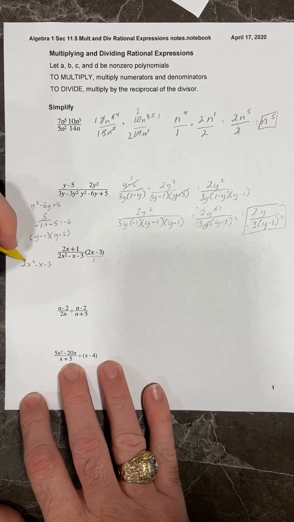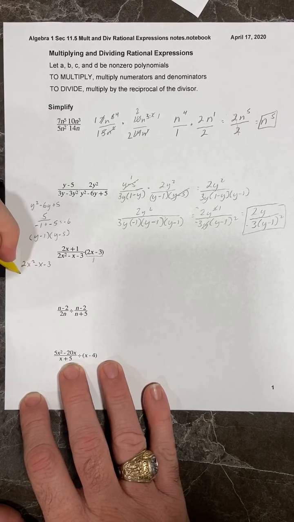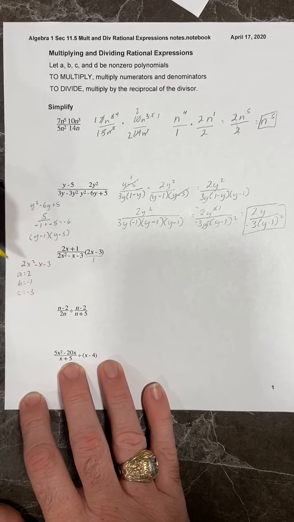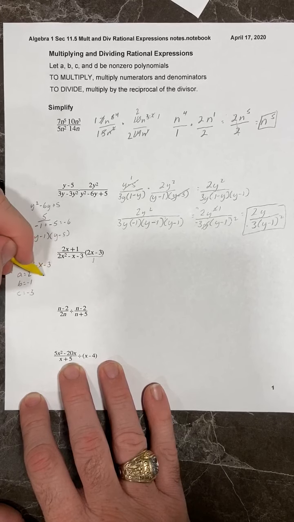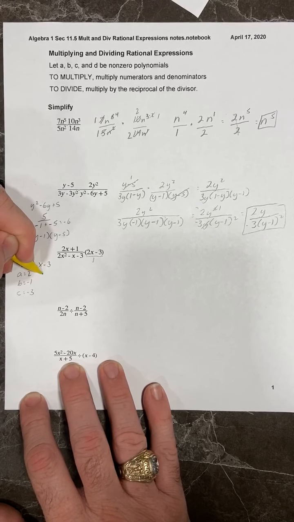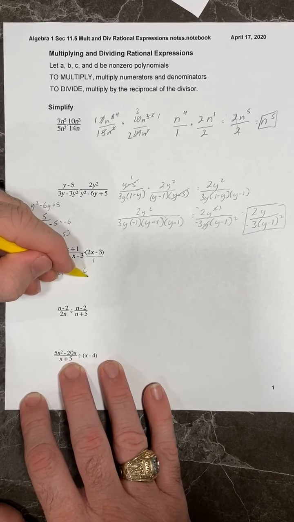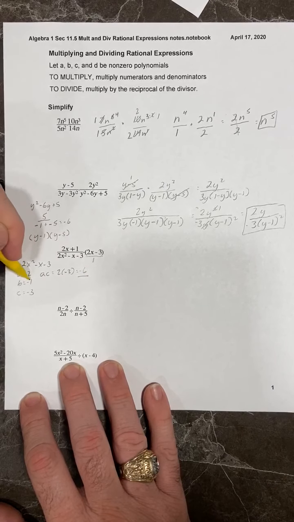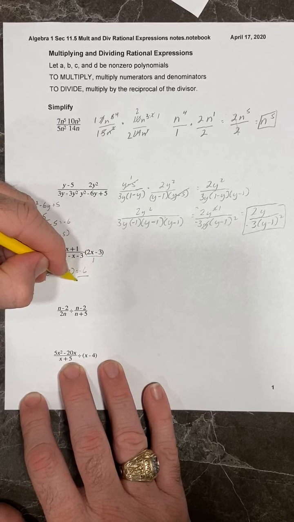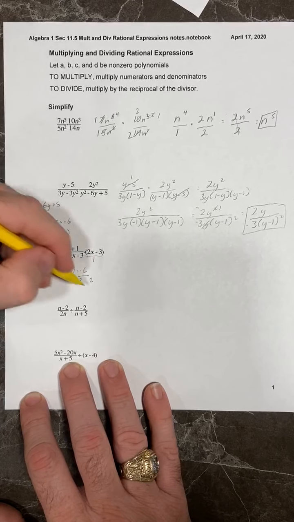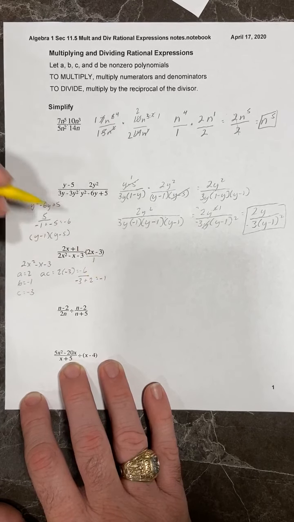So we have a number in front of the x squared, which is our a is 2, b is -1, and c is -3. So in this case, we need to do the a times c method. So 2 times -3 gives us -6. And we're looking for factors of -6 that will equal -1, which -3 and +2, if we add those together, equal -1.